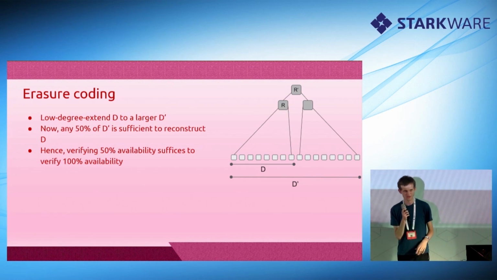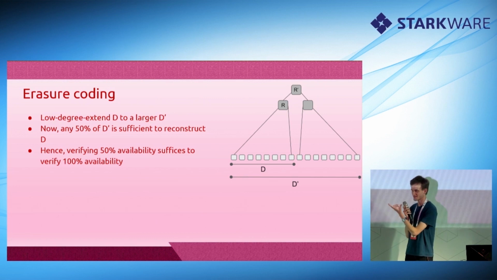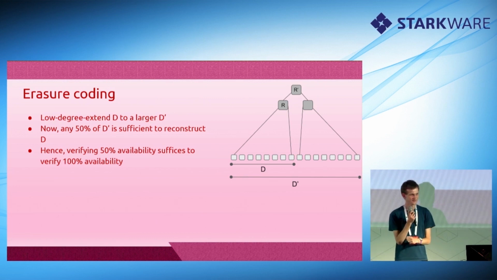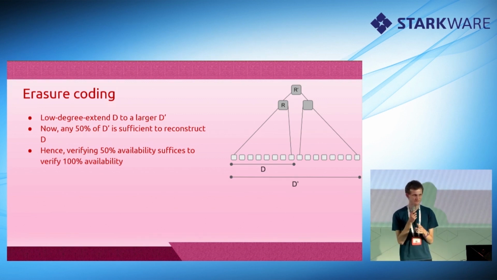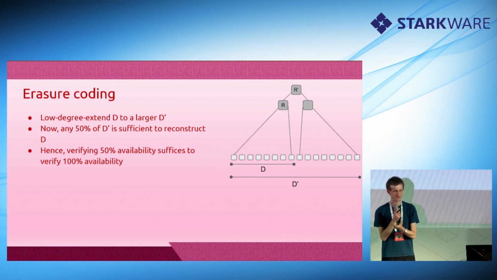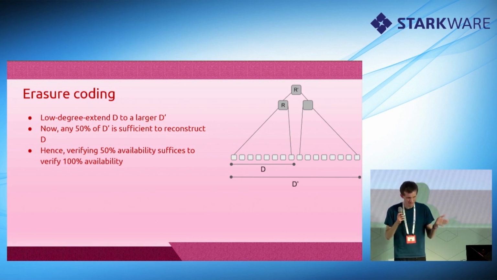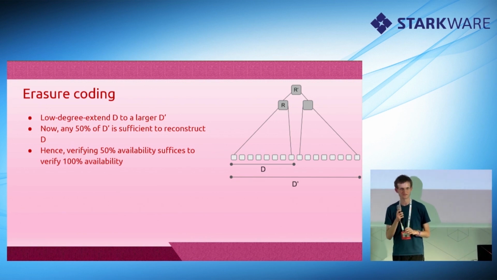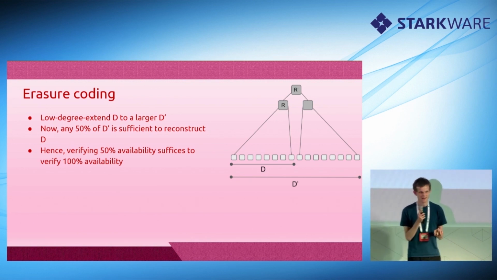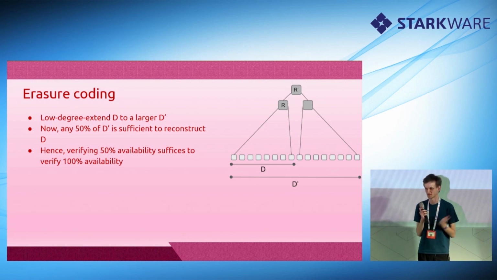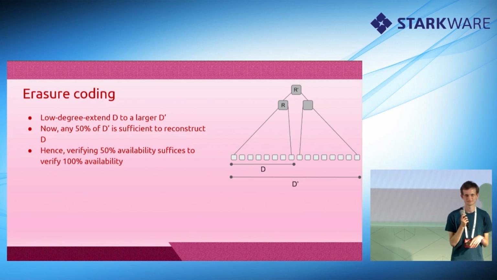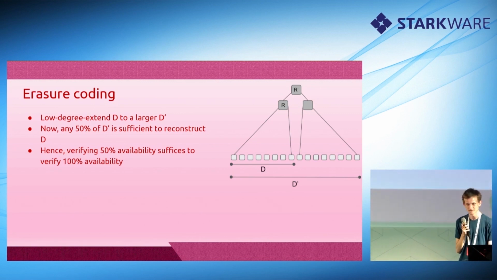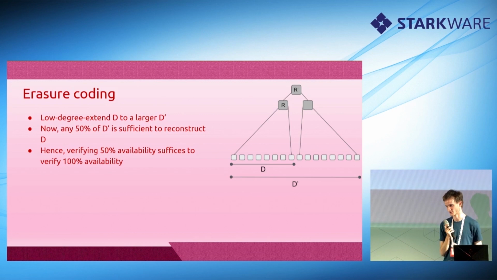So, erasure coding. What we're going to do is low degree extend D to a larger D prime. So now any 50% of D prime suffices to reconstruct all of D prime. And so verifying 50% availability of D prime suffices to verify 100% availability of D prime. Do people get this? Okay. So this is erasure coding, right?